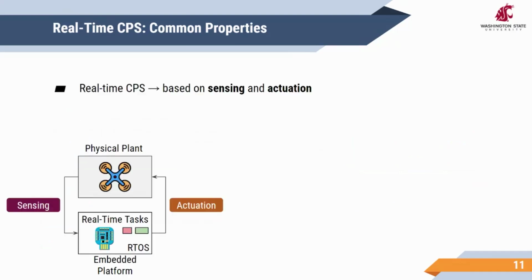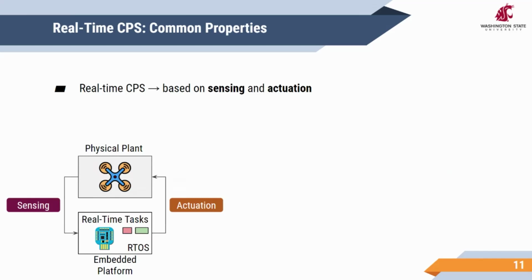Okay, another property of real-time applications, which will be the focus of the remaining part of my talk, is that real-time cyber-physical applications are based on sensing and actuation. Because this is a cyber-physical application, it senses the environment, and based on that, it provides some application command to the actuator so that the system remains operational, right?